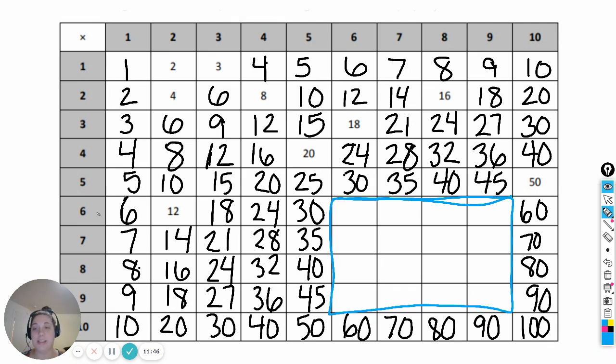So let's start by 6s. You can see our count is 6, 12, 18, 24, 30. 31, 32, 33, 34, 35, 36. 37, 38, 39, 40, 41, 42. 43, 44, 45, 46, 47, 48. 49, 50, 51, 52, 53, 54.